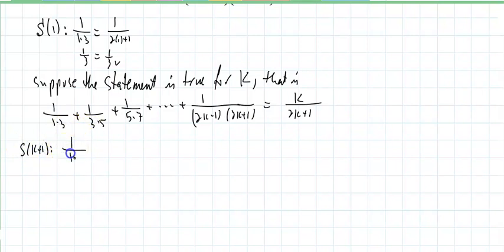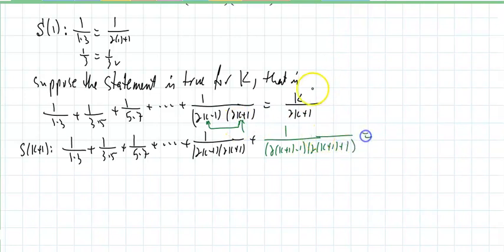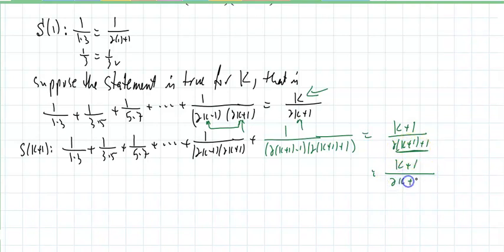That is 1 over 1 times 3 plus 1 over 3 times 5 plus 1 over 5 times 7 plus up to 1 over (2k minus 1) into (2k plus 1) plus one more term. What's the next term? Replace the k by k plus 1: 2 into (k plus 1) minus 1 and 2 into (k plus 1) plus 1. And that's going to equal, put a k plus 1 in there and put a k plus 1 in there. You're allowed to simplify the right side, that part. That is 2k plus 2 plus 1 is 3.